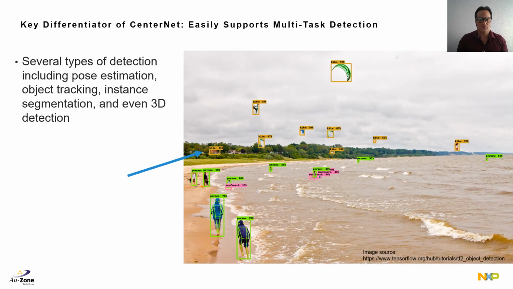Another benefit of CenterNet is the flexibility to support multitask detections. With a single pass, the algorithm can perform pose estimation, object tracking, instance segmentation, and even three-dimensional object detection. One thing to note in this picture is the mislabeling of a kite in the small object pointed out by the blue arrow. This misidentification can be improved by applying additional augmentation settings during the training process or by simply setting the minimum probability threshold higher.